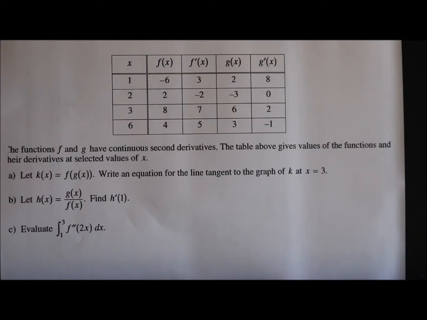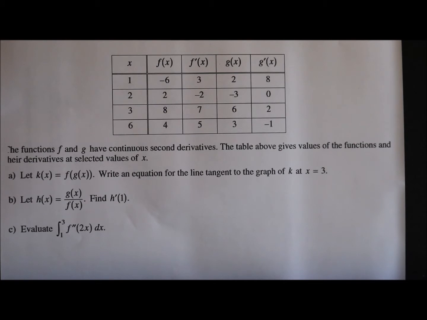Here we have a table of data with x values, values of the function f of x, its derivative, values for g of x and its derivative. Here we go. The functions f and g have continuous second derivatives. The table above gives values of the functions and their derivatives at selected values of x.